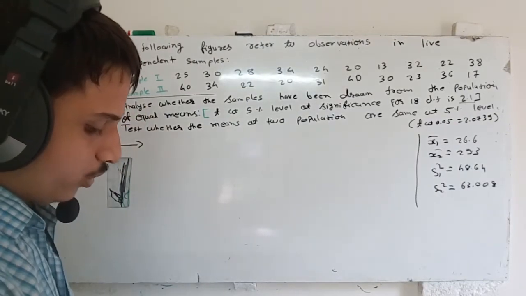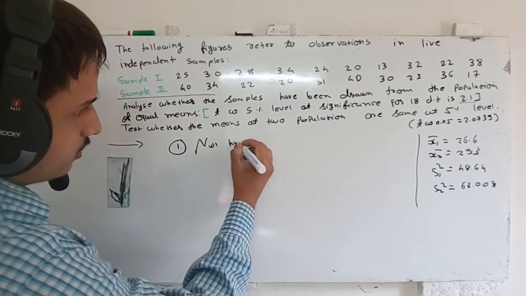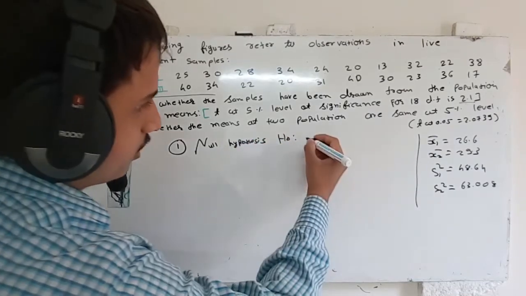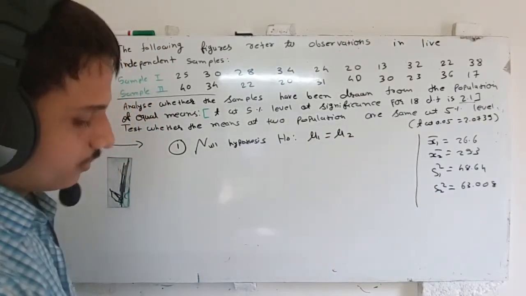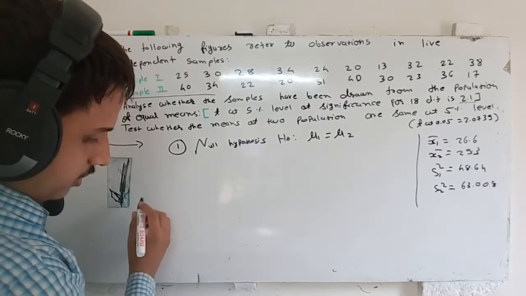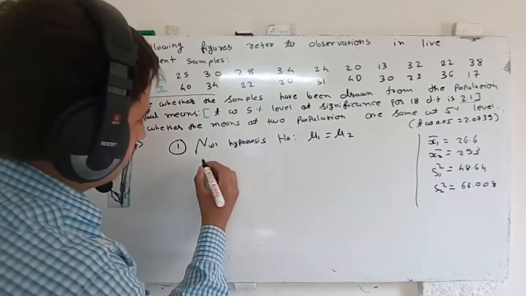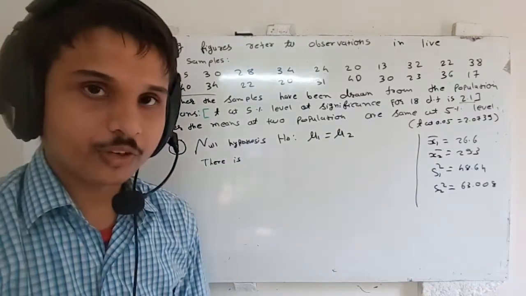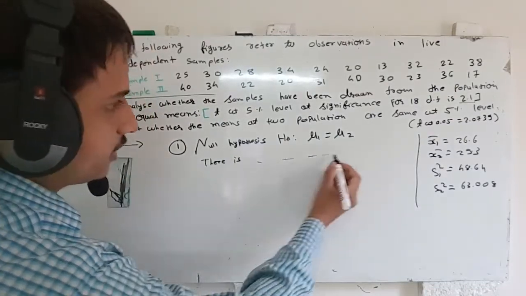Now we will do this example in a total of 6 steps. The first step is the null hypothesis, H0, which says that the two population means are equal. So there is no significant difference between the population means of the samples. You have to write this sentence: there is no significant difference between the population means of the samples.